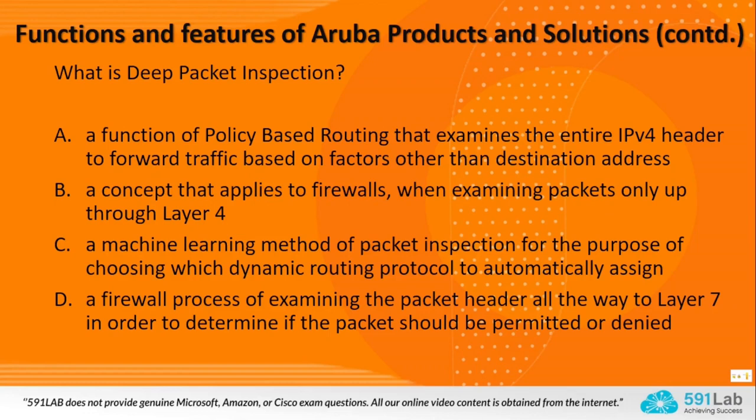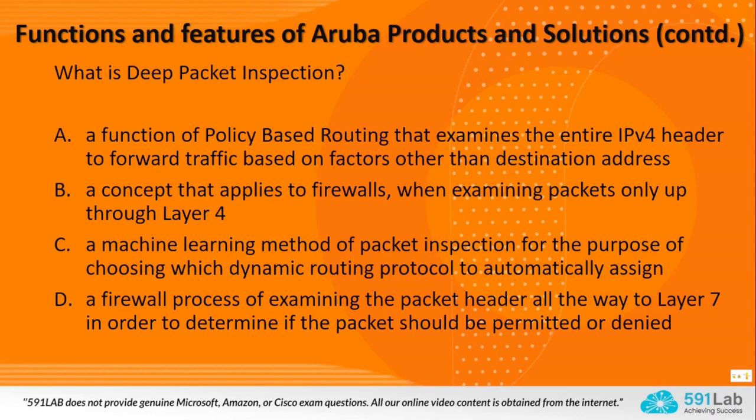Option C, a machine learning method of packet inspection for the purpose of choosing which dynamic routing protocol to automatically assign. No, it's not correct. It's not a machine learning method of packet inspection, and there is no relationship with routing protocol assignment. So C is wrong.